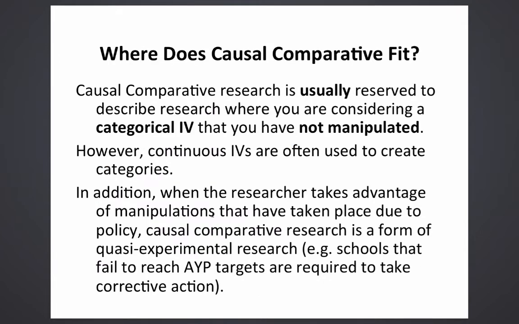So where does causal comparative research fit? Well, typically it's reserved for the situation where you have a categorical independent variable that isn't manipulated. But a lot of people take continuous independent variables, like age, for example, and they create categories based off of them. You could create a seniors category, a middle-aged category, a young adult category, a teenage, a youth, and you could categorize based on that continuous variable and then look to see if those categories predict different outcomes. So it's very flexible in terms of how and when you can use it.